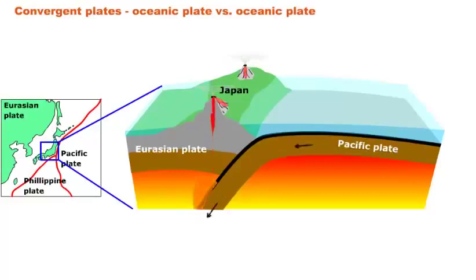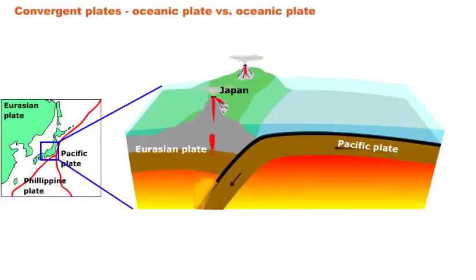The map on the left shows that Japan is situated close to the boundaries between three lithospheric plates. The figure on the right shows a cross-section through the crust in the region. The Pacific plate is subducted or moves below the Eurasian plate. In this area, both the plates are actually oceanic plates. So this is an oceanic plate boundary.